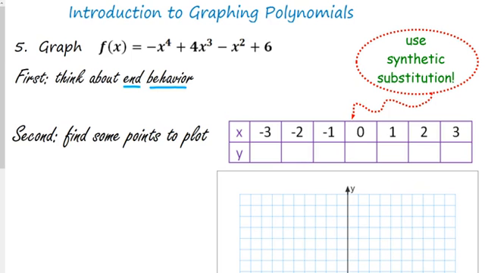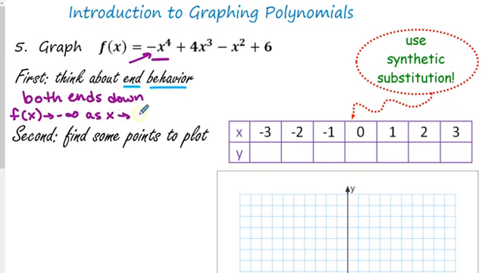So, let's look at what we have here. We have an even degree polynomial. It's quartic. It's x to the fourth. We have a negative leading coefficient, so both ends down. And we said something like this last time. f of x goes to negative infinity as x goes to infinity, and f of x goes to negative infinity as x goes to negative infinity.